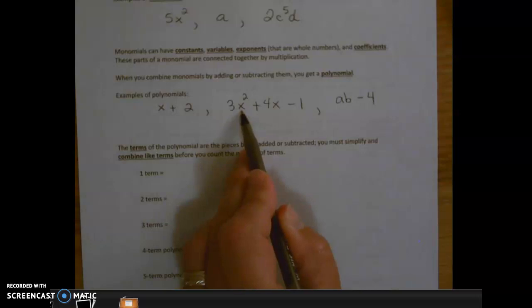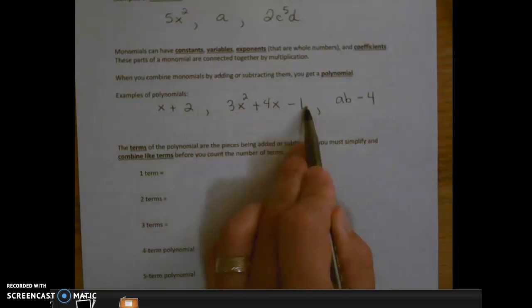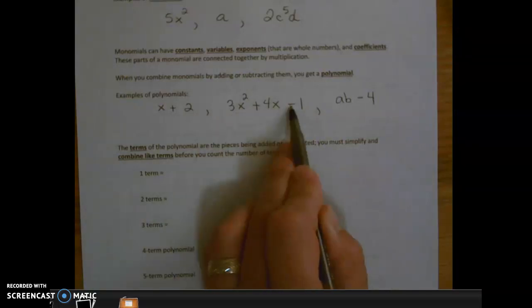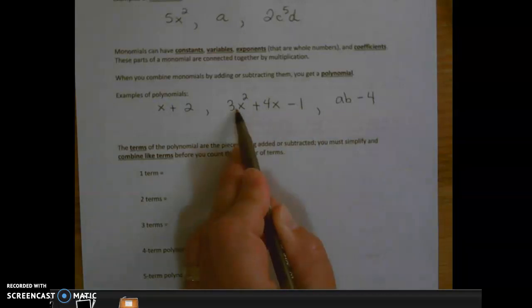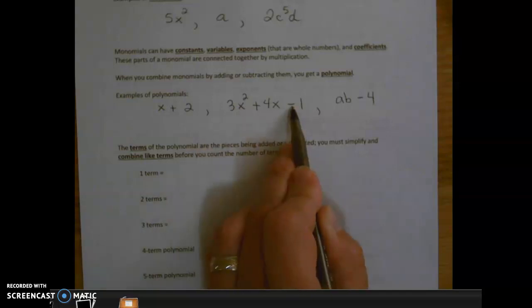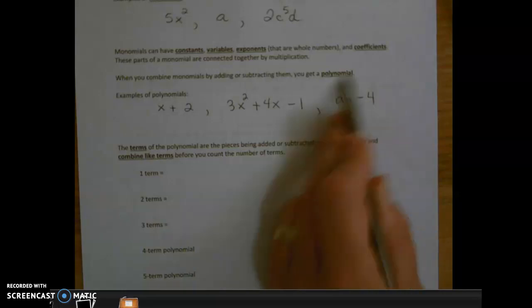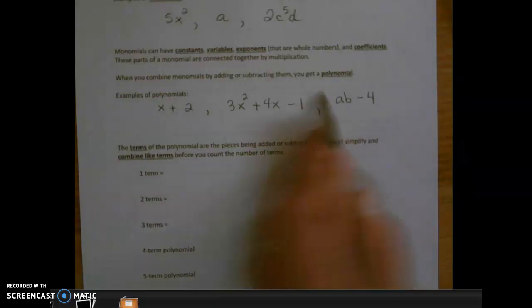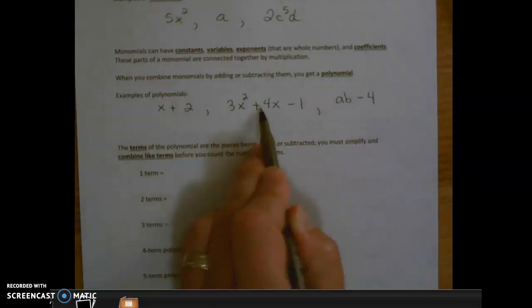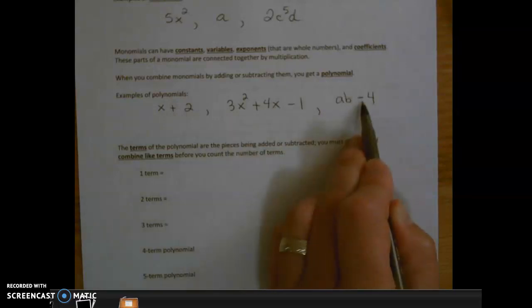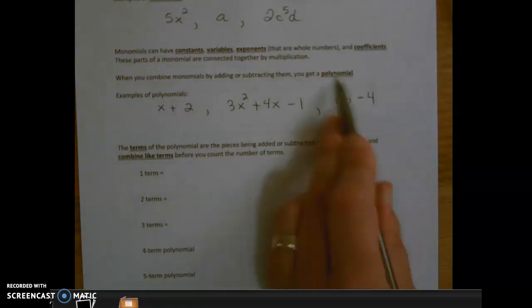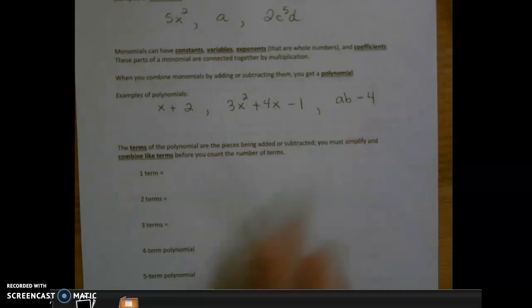Here we have three monomials being added and subtracted. And since we have three of them, that's more than one. That makes a polynomial. And here we have two monomials being subtracted. So this is a polynomial. So whenever you're adding or subtracting monomials, you begin to form a polynomial.